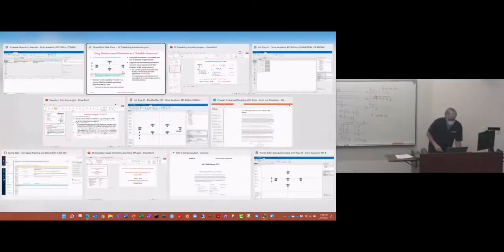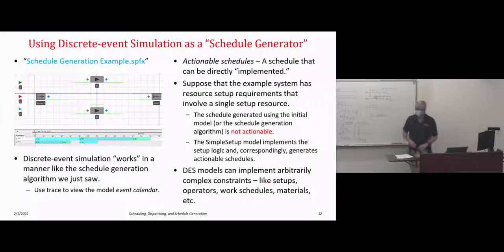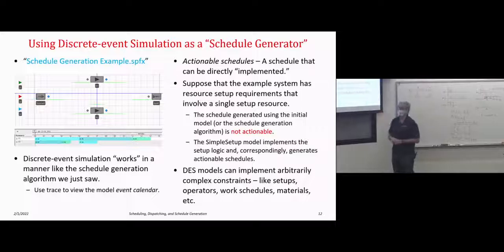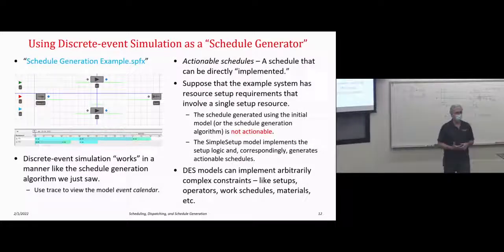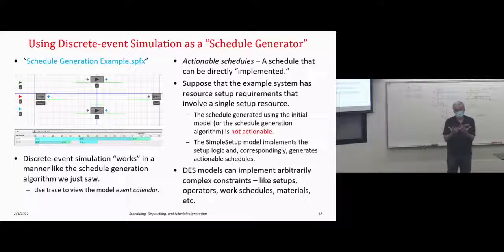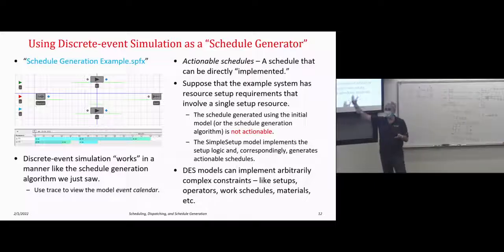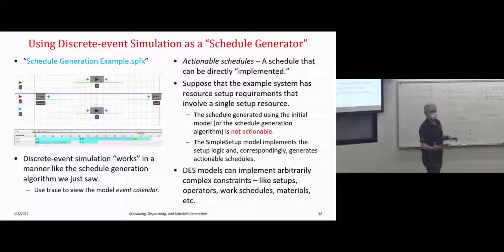Okay, so the advantage of using discrete event simulation is I can implement arbitrarily complex constraints. Setups, operators, work schedules, materials, all of those things that complicate matters, I can include in my model. And once I've included them, when I generate that sample path, or the event calendar that we saw, I'm essentially creating a schedule. And if I've included all the details about the operations, what gets generated is an actionable schedule.